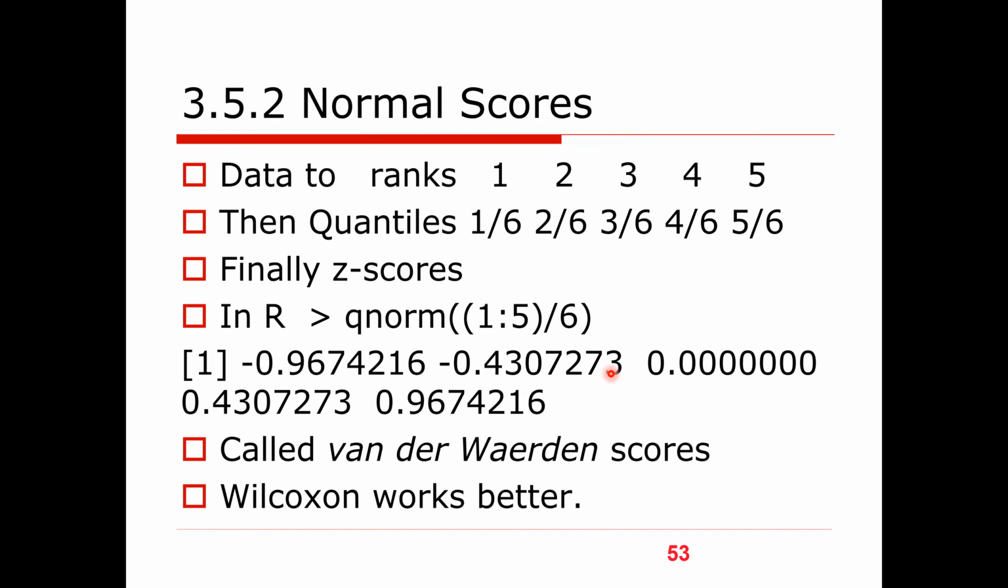So in R, this is the prompt. This one, qnorm of 1 to 5, divided altogether by 6. Then this is the quantile, the z value. So this is actually the whole sequence, and then it does the qnorm format. It's called van der Waerden score. Wilcoxon works better, so we can also have other scores. So this is a supplementary or an alternative to the Wilcoxon.